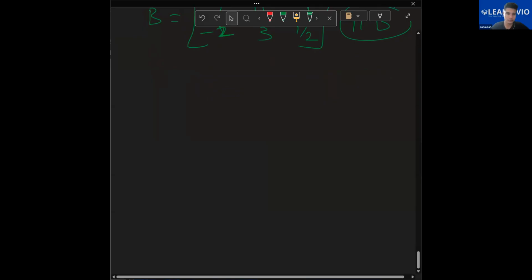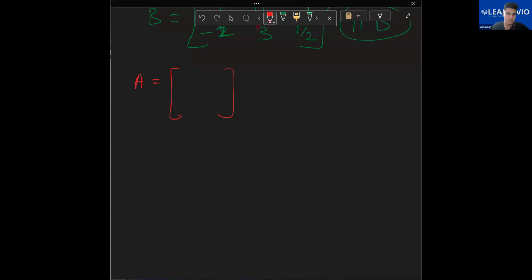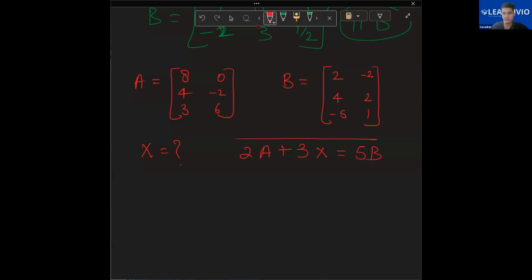Okay, let's solve this question. We have A matrix that is 8, 0, 4, minus 2, 3, 6. B matrix 2, minus 2, 4, 2, minus 5, 1. We have to find the value of X. We have an equation that 2A plus 3X is equals to 5B. Use this equation and tell me the value of X matrix.